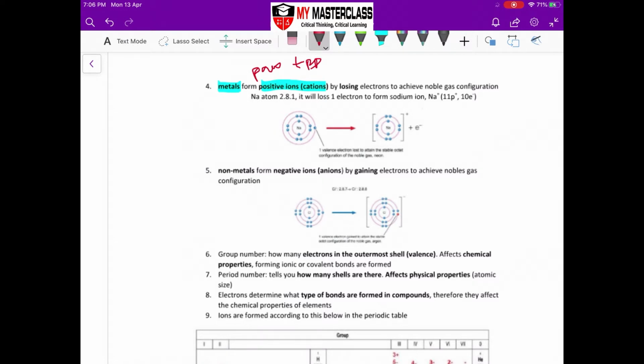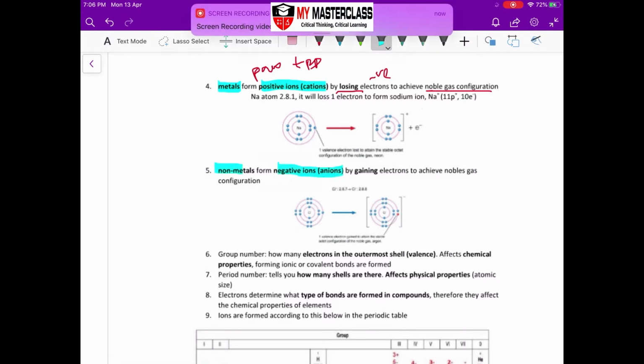How do they form cations? They lose the negative electron. They lose the electron, so they become positive. Why do they form cations? To achieve the noble gas configuration. All the non-metals will form negative ions called anions. Why do they form anions? Because they gain electrons to achieve the noble gas configuration.